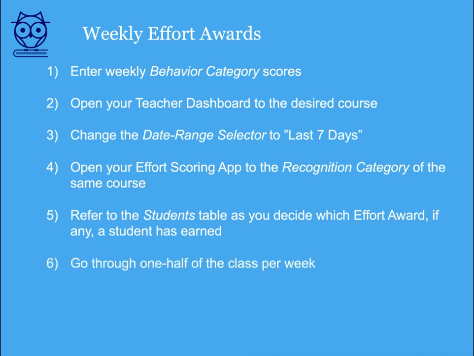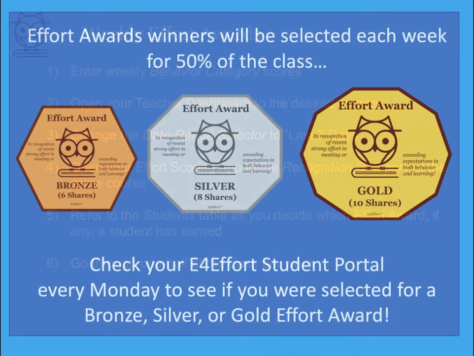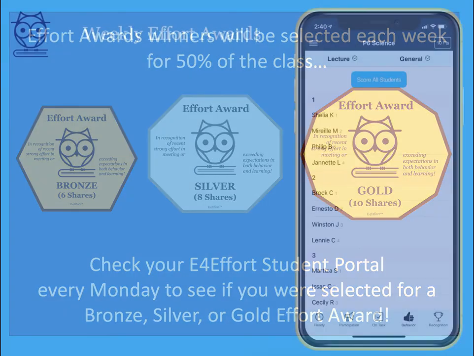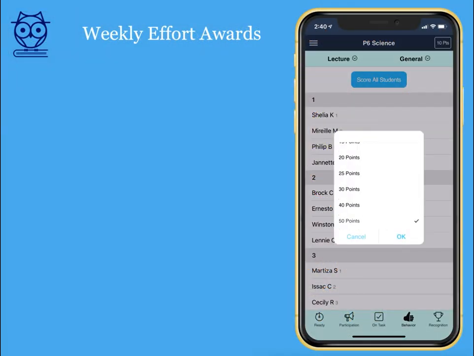Step 6. Go through half of your class each week. This is a recommended pace. Some teachers may choose to make effort award decisions for the entire class every week. We advise to forego public announcements of effort award winners when scoring recognition on a weekly frequency. Instead, just let students know what day they should check the achievements page of their student portal. Demonstrating steps 1 through 6.